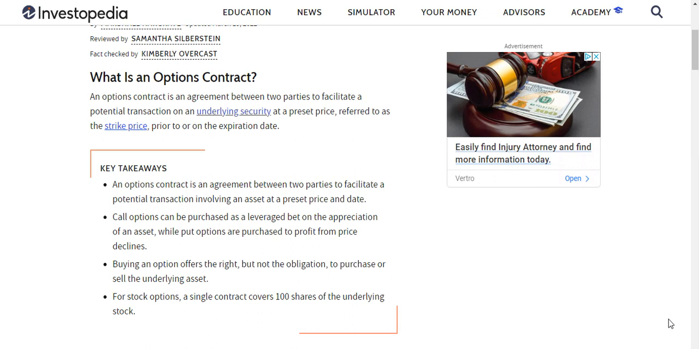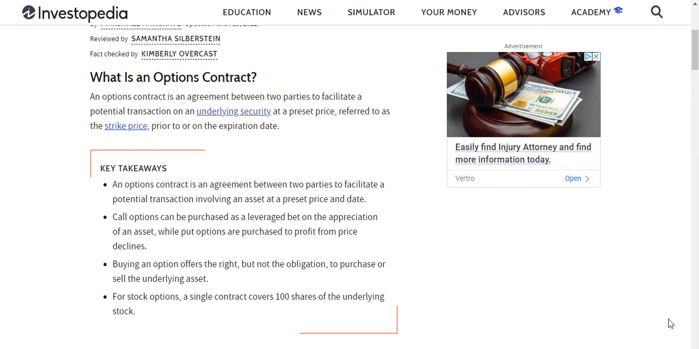Buying an option offers you the right but not the obligation to purchase or sell the underlying asset. So if you take out a call option, for example, that contract gives you the right but not the obligation to buy that stock should the price rise above the strike price to a level that makes it profitable to do so. On the flip side, a put option gives you the right but not the obligation to sell the stock in your options contract should it fall below the strike price.